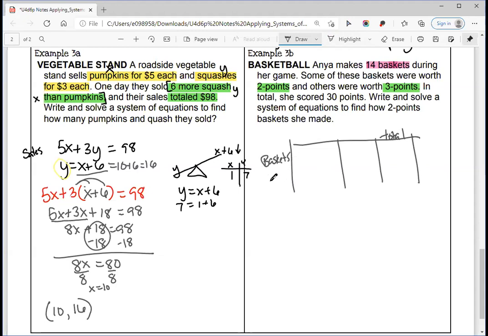And then what do you think X and Y is? 2x plus 3y for the different points. For the different points, right? Well, no, actually, I thought maybe X was baskets, right? But let's go to the final question. It says write and solve a system to find how many 2-point baskets she made. So there are 2 different types of baskets. I think you're close when you say baskets, but there's a 2-point basket and there's a 3-point basket, right?